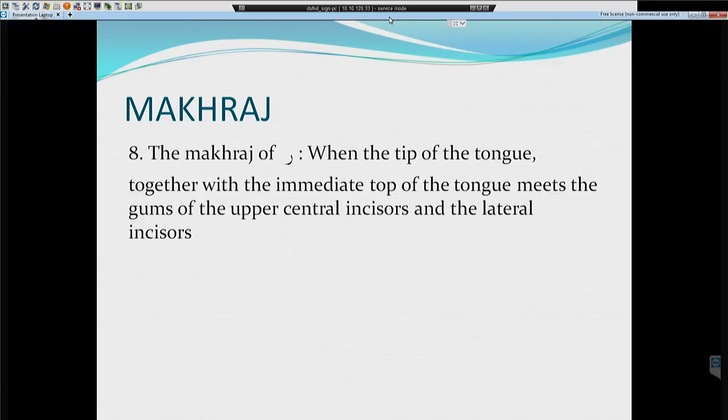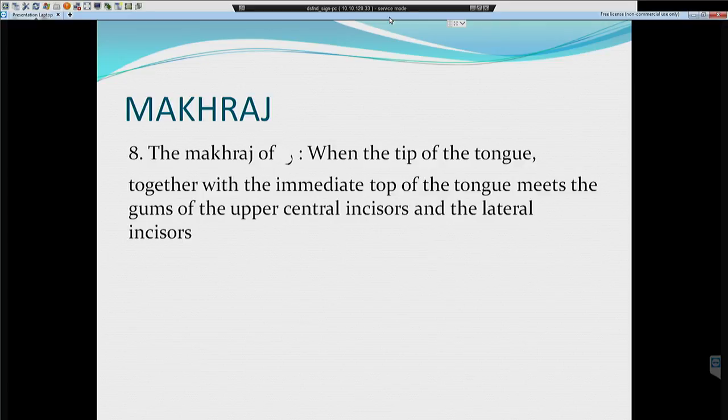The makhraj of ra. We'll go over ra in terms of full mouth and empty mouth, but the actual makhraj, when the tip of the tongue together with the immediate top of the tongue meets the gums of the upper central incisors and the lateral incisors. So there's an upper central incisor, and right next to it, there's a lateral incisor. Sometimes when people do ra, it's very common for them to make lots of bouncing sounds, like the motorcycle sound. Some people do that with ra. Ra is you only bounce the tongue once, the tip of the tongue and the immediate top, when it meets the gums. Just the gums. You're not touching the actual teeth. It's just the gums. Right?